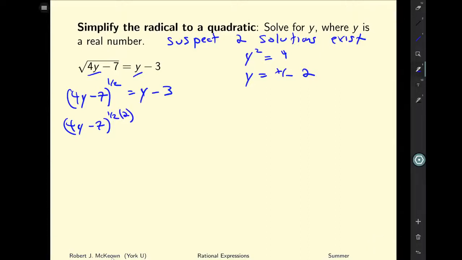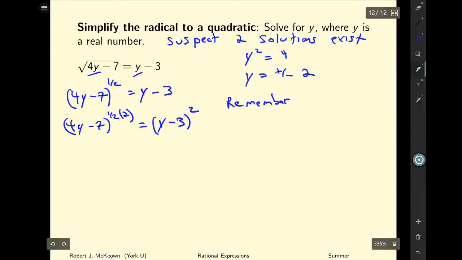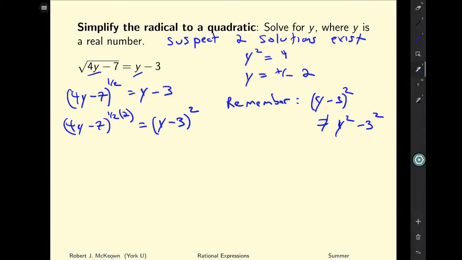the exponent rule says the 1/2 is going to be multiplied by the 2, and then I take the square of this whole thing. Remember, a common student error: y minus 3 squared is not equal to y squared minus 3 squared. In general, that's not true. And specifically here, it's not true either.